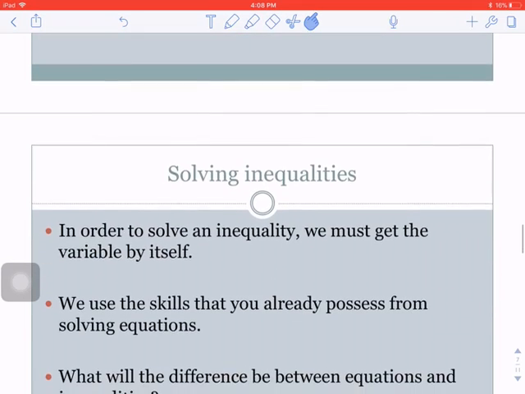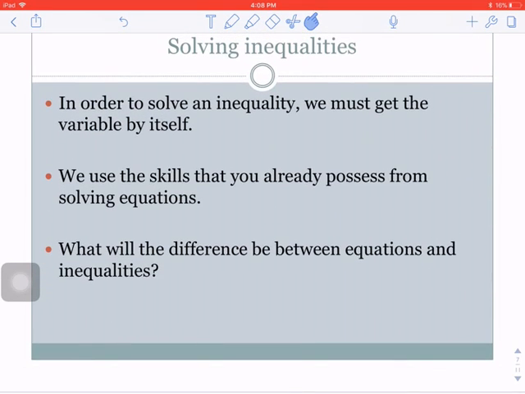All right, let's continue on. Solving inequalities. In order to solve an inequality, we must get the variable by itself. Sounds like what we've been doing even with equalities in the past, doesn't it? We're going to isolate the variable, but we use the skills that we already possess from solving equations. So it's nothing new here, definitely nothing new here.